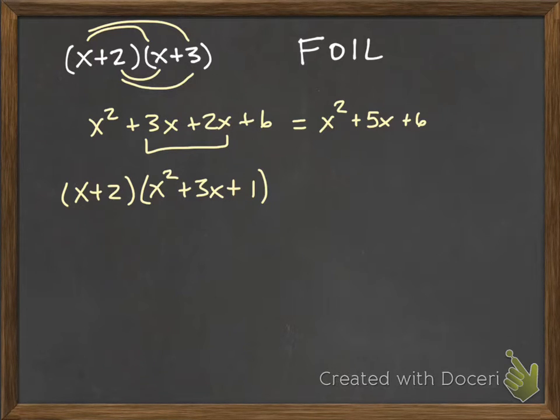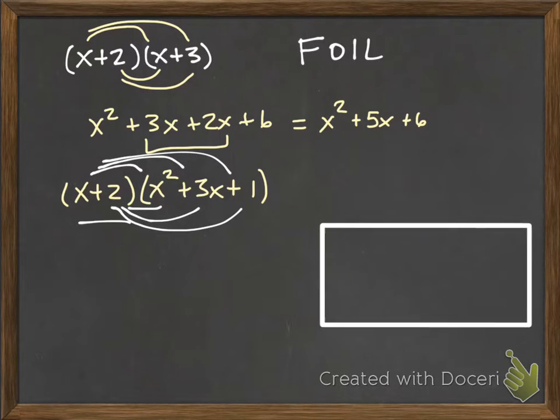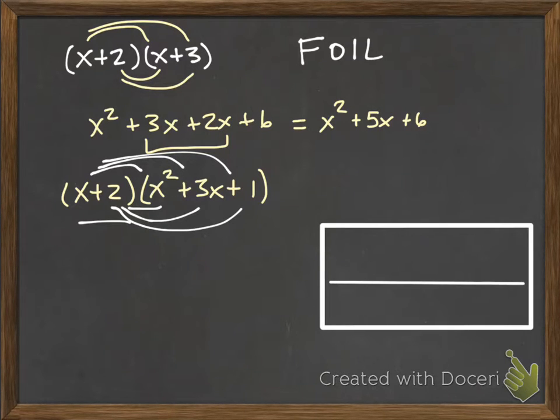Well, now we don't have just a first, outer, inner, last. We have these two over here, and they have to multiply times everything. So the x has to multiply times everything, and then the 2 has to multiply times everything. So it's like FOIL, but bigger. And you could totally do that. Now there's another trick that some people use, and they call it the box method. And when you get multiple things like this, it's actually kind of handy. So I actually kind of like the box method for these.